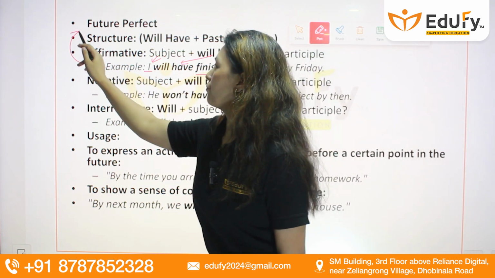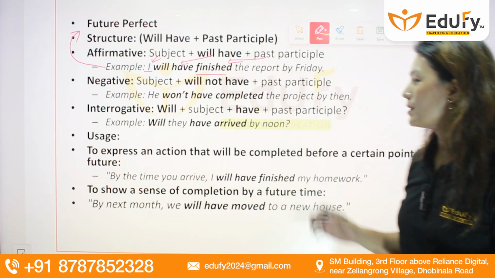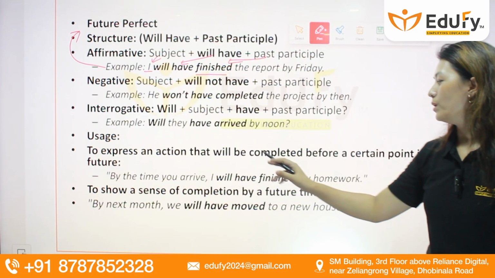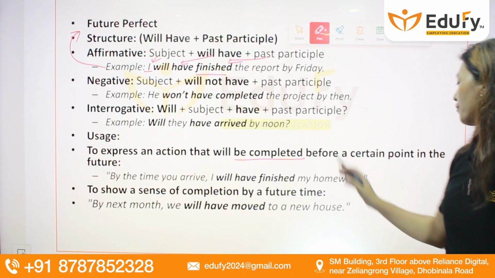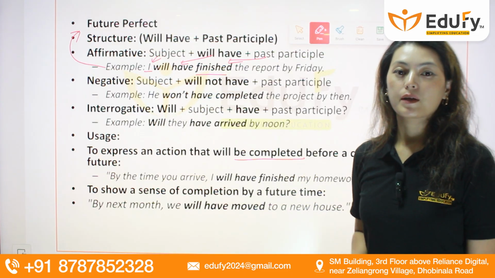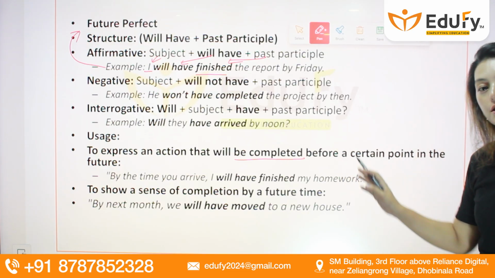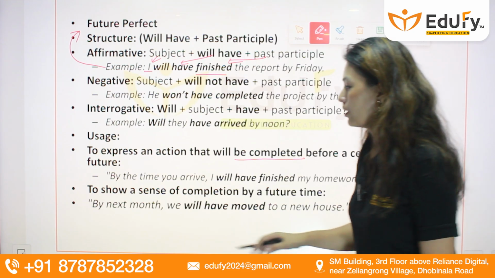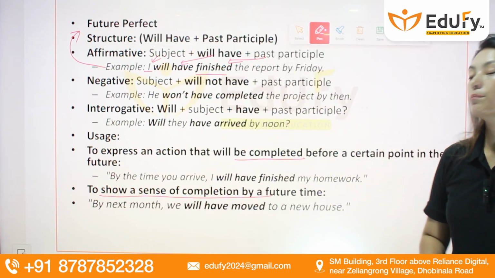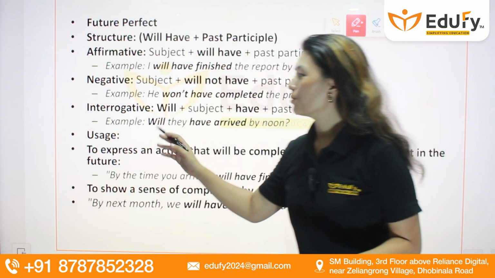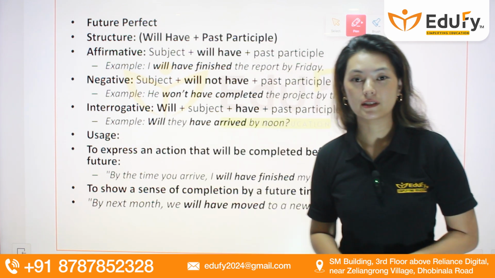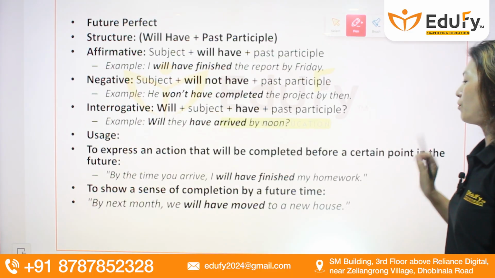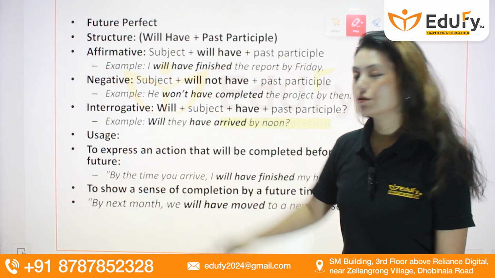What is this? A future perfect tense. Now please remember to understand the usage as well. It is used to express an action that will be completed before a certain point in the future. Please remember this. It is used to express an action that will be completed before what? A certain point in the future. It is also used to show a sense of completion by the future. It is also important to understand the usage of a future perfect tense. And what is that? It is used to express an action that will be completed before a certain point in the future.